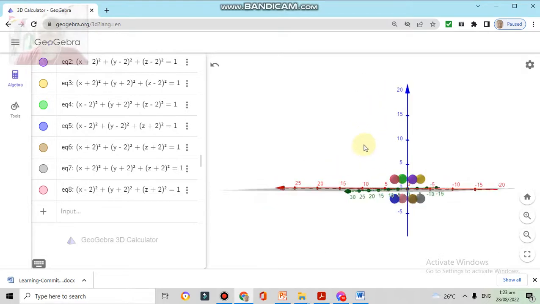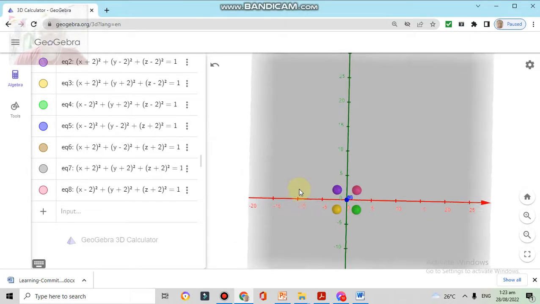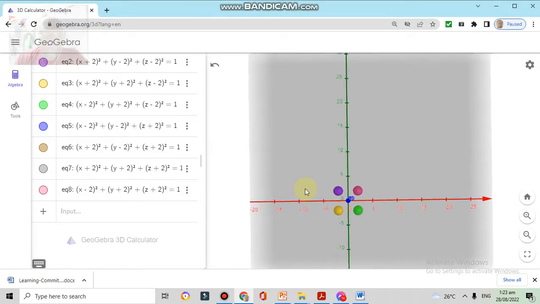Okay, so let us focus on this two-dimensional coordinate system. We know very well that the perpendicular intersection of the y and the x-axis divides the plane into four quadrants. So this is quadrant 1, quadrant 2, quadrant 3, and quadrant 4.